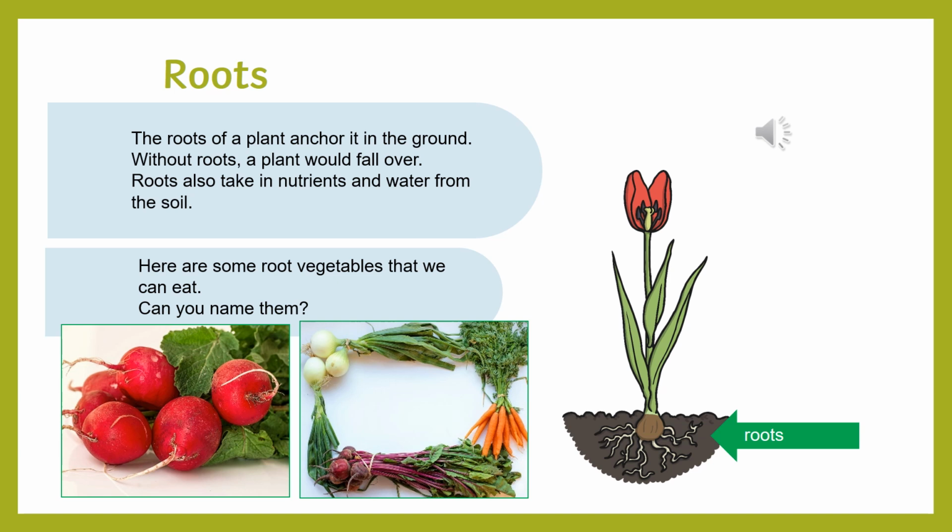The roots of a plant anchor it to the ground. Without roots, a plant would fall over. Roots also take in nutrients and water from the soil. Here are some root vegetables that we can eat. Can you name them? Have you seen them before?